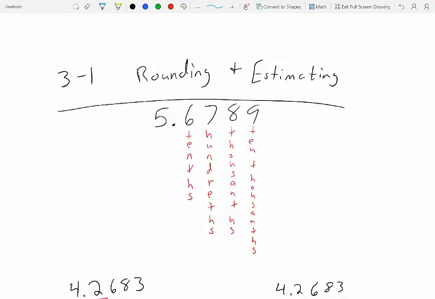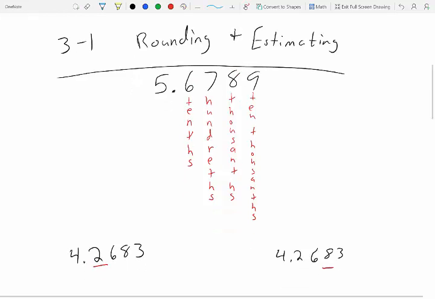Today we're going to do section 3-1, rounding and estimating. First thing we need to know is our decimal places. So if we look at 5.6789, we need to know the 6 is in the tenths place, the 7 is in the hundredths place, the 8 is in the thousandths place, and the 9 is in the ten-thousandths place.